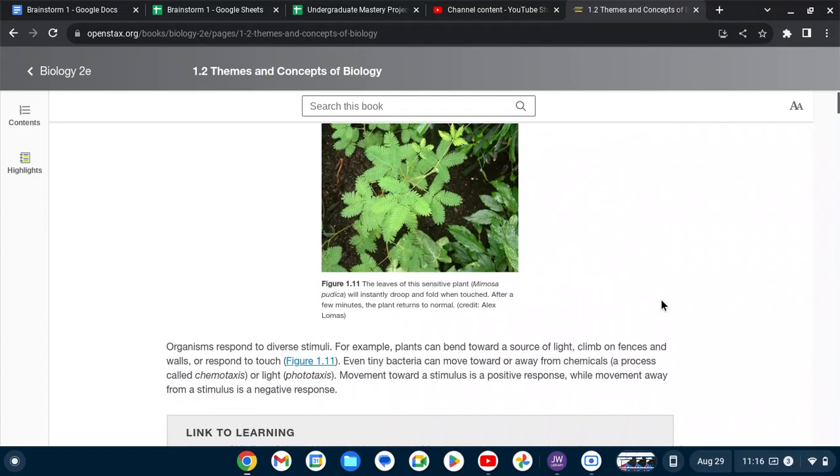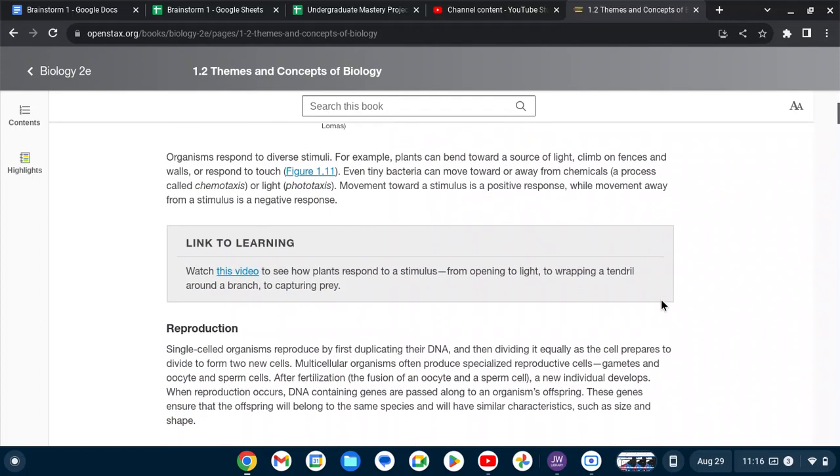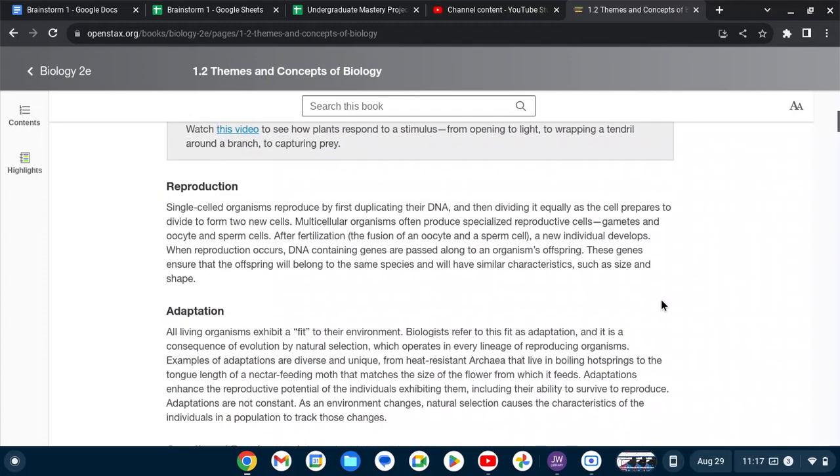Sensitivity or response to stimuli. Organisms respond to diverse stimuli. For example, plants can bend forward or toward a source of light, climb on fences and walls, or respond to touch. Even tiny bacteria can move toward or away from chemicals, a process called chemotaxis, or light, phototaxis. Movement toward a stimulus is a positive response, while movement away from a stimulus is a negative response.